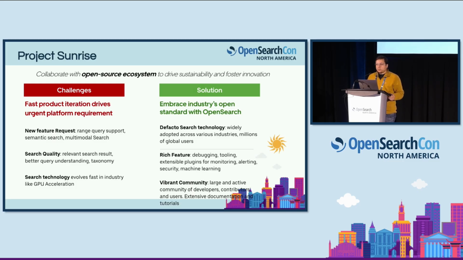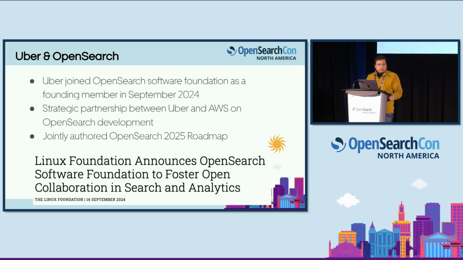As a result, we went ahead and embraced the open standards and worked with this vibrant OpenSearch community. Consequently, we joined the OpenSearch Software Foundation as a founding member in September 2024, which is exactly one year ago. We jointly authored the OpenSearch 2025 roadmap with a lot of you guys, and started embracing OpenSearch at Uber. This doesn't mean that we don't have OpenSearch clusters running at Uber. It's just that very critical use cases are not yet running on OpenSearch. A lot of tail use cases have started to get onboarded onto OpenSearch.